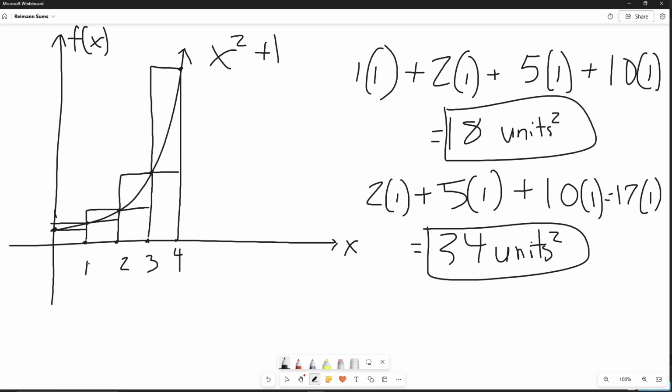It's just the same. You multiply the width, which is 1 in this case, 1 times whatever height this point's at, and then whatever height this point's at, this point, and this point. And then you add them all up together, and you should get something in between 18 and 34 as your answer. And that answer will be more accurate than either of these two answers.